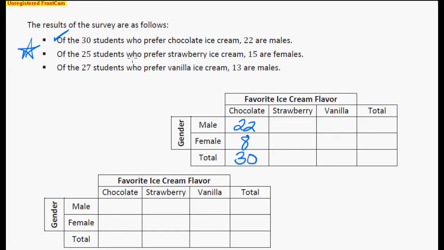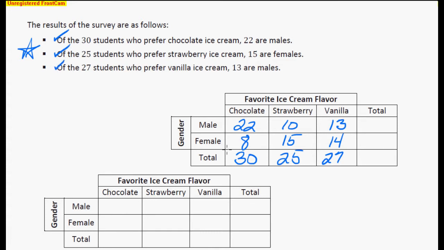It says of the 25 students who prefer strawberry, so I'm going to put a 25 right in here. 15 of them are females, so I'm going to put a 15 here. And that means I would have 10 left over that are males that like strawberry. Okay, so we're all done with that. And the vanilla ice cream, I've got 27 students who say they like vanilla, and 13 of them are males, so I'm going to put a 13 right here. And that means I would have 14 left over that are female.